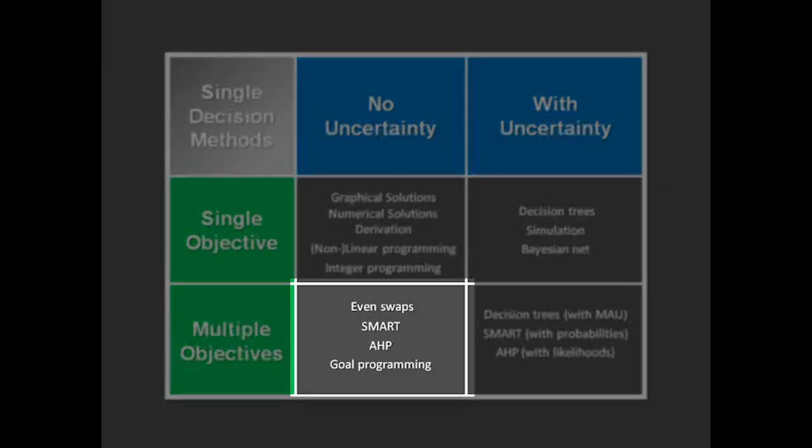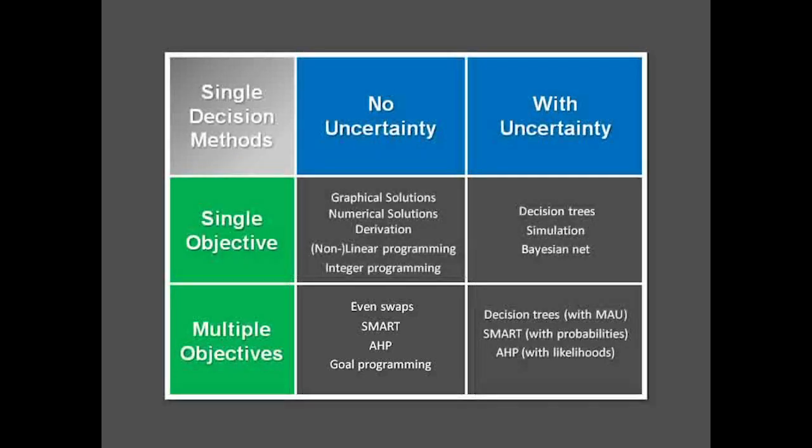We can use even swaps to make trade-offs between objectives by putting them on the same scale, and I'm going to introduce that concept here today and also in the next module in more detail. We're also going to talk about a method in the next module called SMART, which is simple multi-attribute rating technique, which is used for making trade-offs amongst multiple objectives. And there are a couple of other methods that are commonly used: analytic hierarchy process, goal programming, that are used to deal with trade-offs amongst multiple objectives.